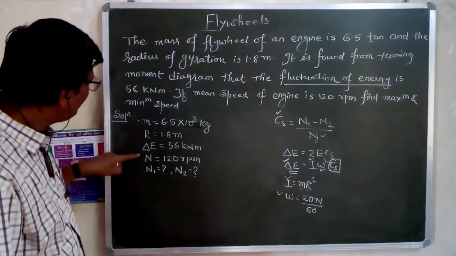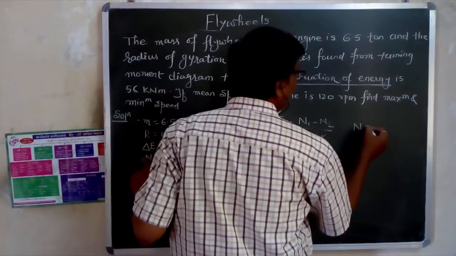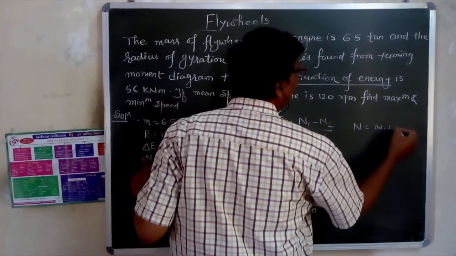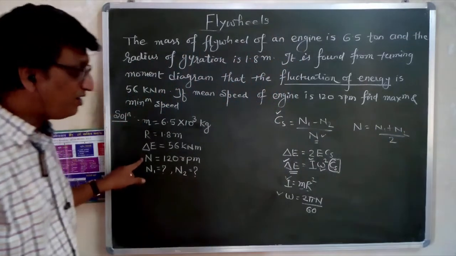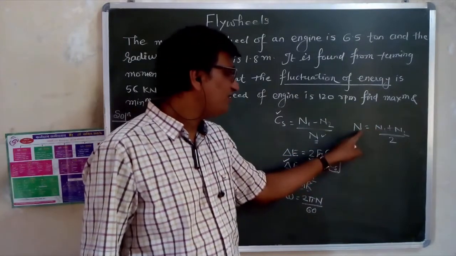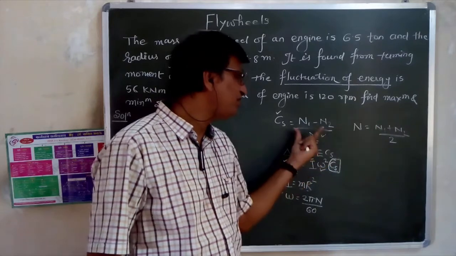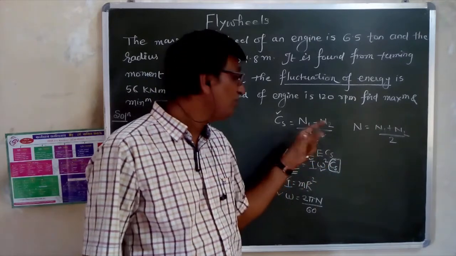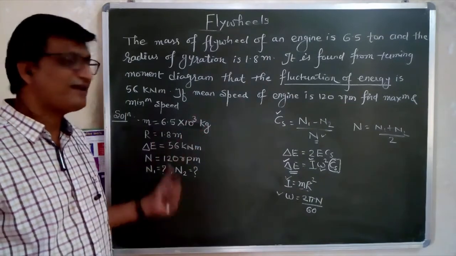Now if you see here, this N is already given. N is equal to N1 plus N2 by 2. Now N is given, this 2 will be transferred here, you are getting one relation between N1 and N2, and here you are getting another relation between N1 and N2. You are getting two relations and two unknowns, so that means you can calculate the things.